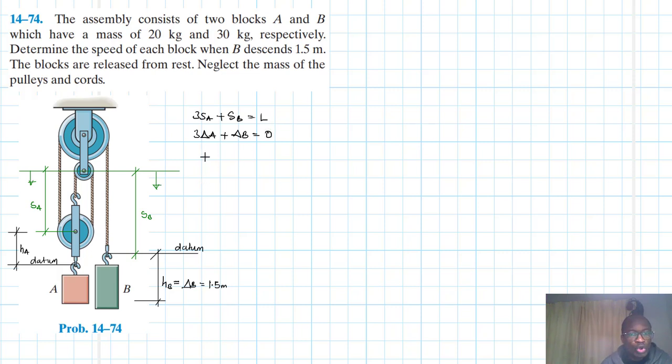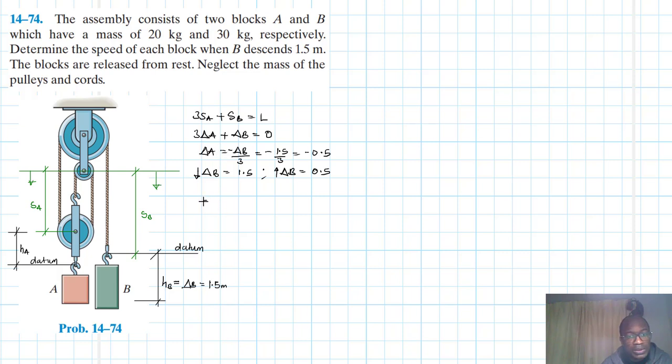Delta A is just equal to minus delta B over 3, which is just equal to minus 1.5 over 3, and this is just equal to minus 0.5. Therefore, we have delta B equal to 1.5 going down like so, and we have delta A equal to 0.5 going up. All right, so this we've established.